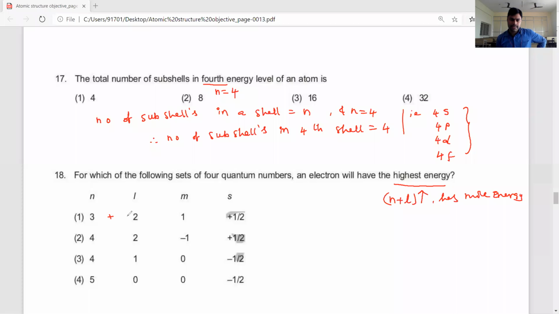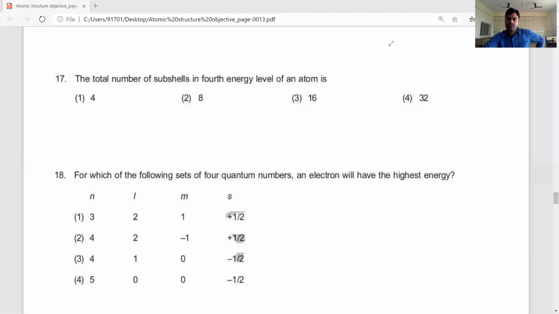Here the n plus l value is equal to 5 and here the n plus l value is 6. Here n plus l is equal to 5, and here also 5. So the second option is correct. n plus l, 4 plus 2 is equal to 6, means the second option is correct. Okay, let's go for the next questions.